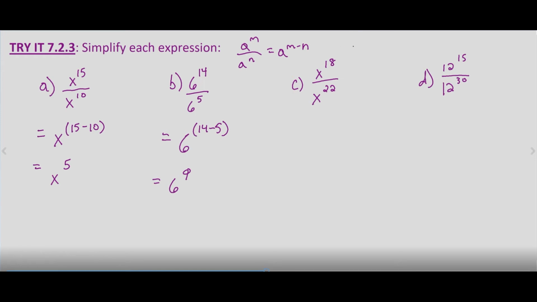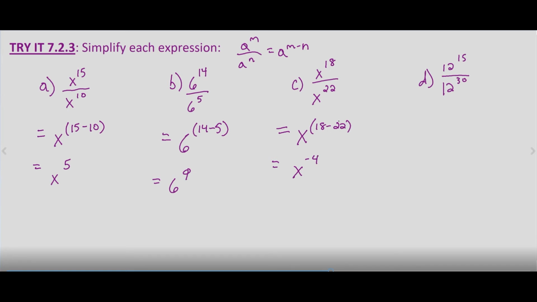The exponent can end up being negative. In part C, we have a similar problem to part A, but the exponent in the denominator is greater than the exponent in the numerator, so we're going to end up with a negative exponent. So that equals x to the 18 minus 22, which equals x to the negative 4th.